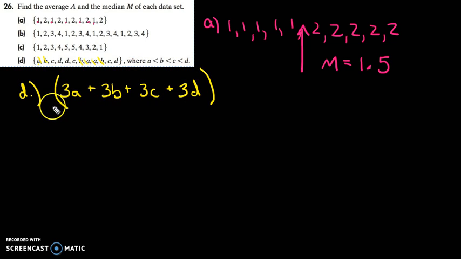Okay, so then to find the average, what do I do? Well, I divide by how many numbers there are. It looks like there's 12 numbers overall. So there is my average.